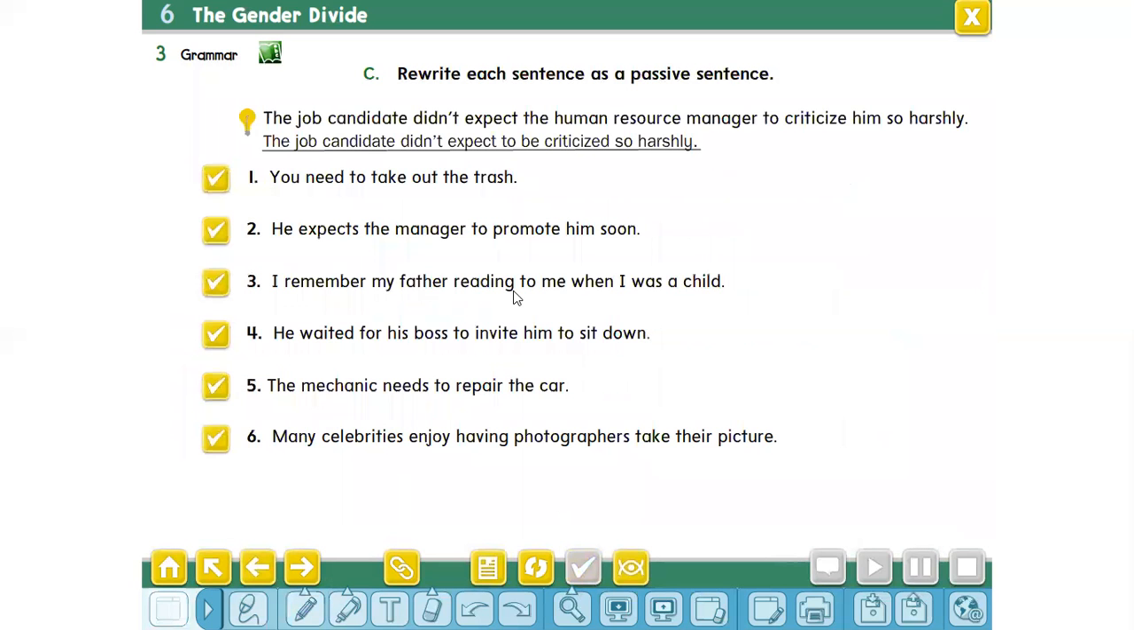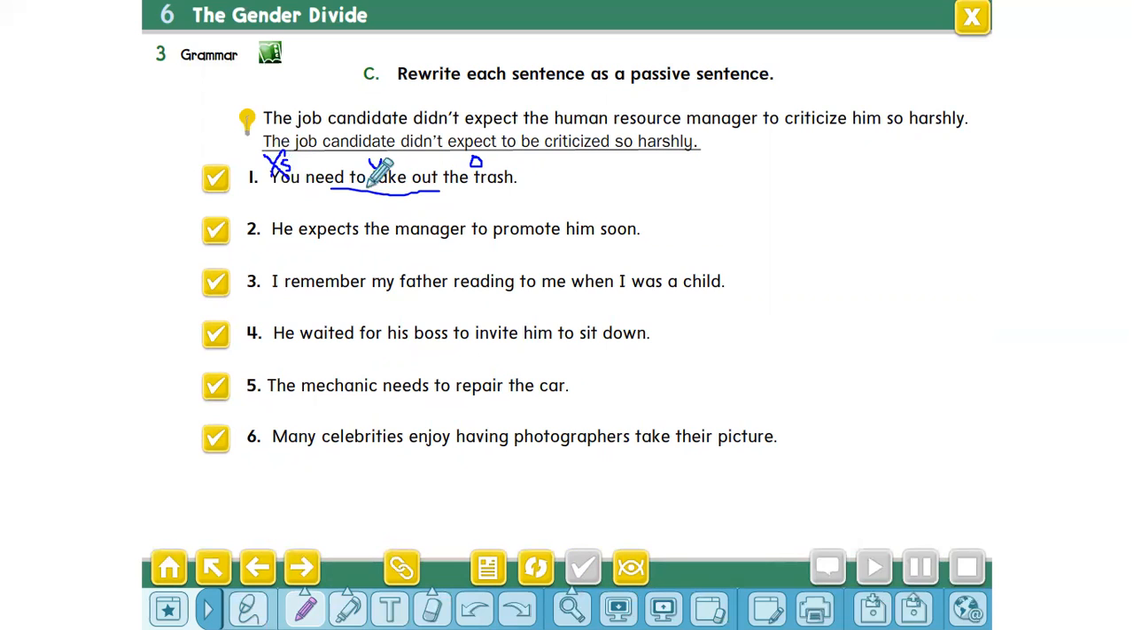Now, we will answer exercise number C. Rewrite each sentence as a passive sentence. Number 1, you need to take out the trash. To change this active sentence into passive, we will start with, excellent, object. This is an active sentence, beginning with subject, verb, and object. We should change it into passive, so we will start with object and we can omit the subject.